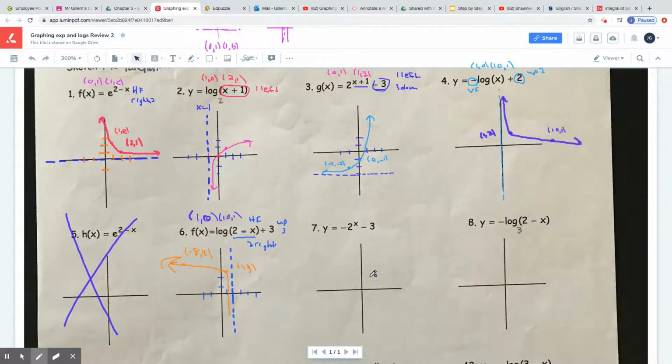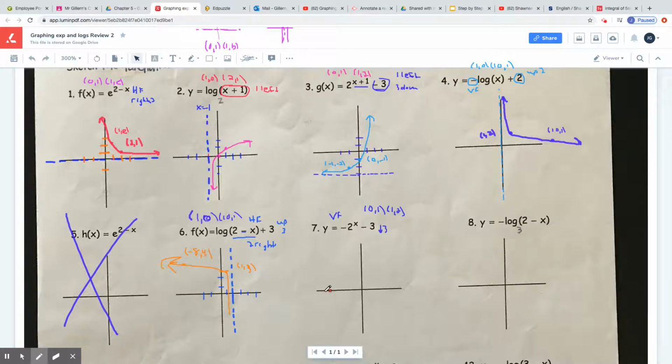All right. 7. We have an exponential. Exponentials have a negative in front. So we have a vertical... Sorry, this has a negative in front. So vertical flip. Our point for this is 0, 1 because it's exponential, and 1, the base, which in this case is 1, 2. And this -3 means we're going to move down 3.